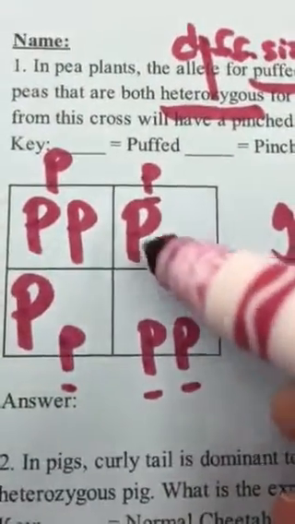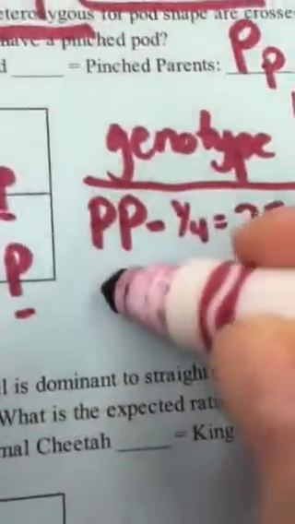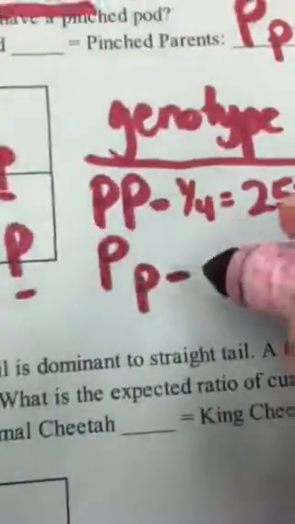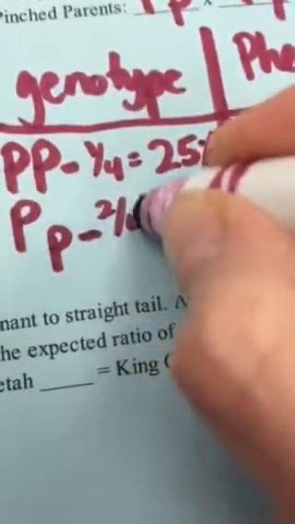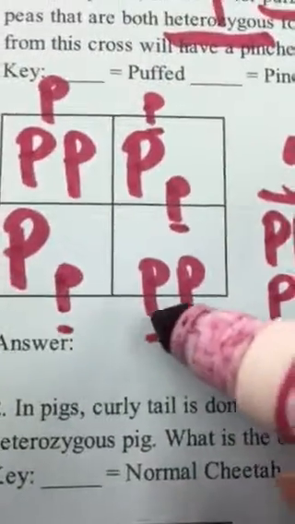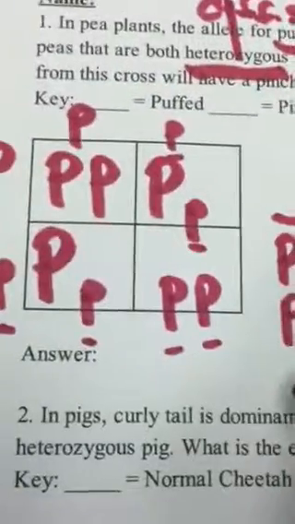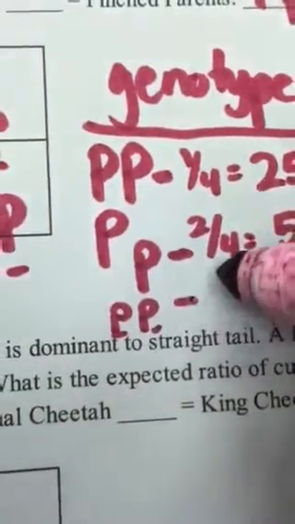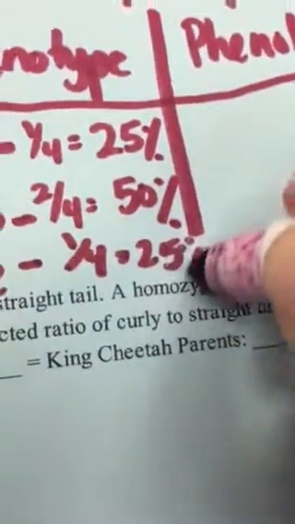Okay, another genotype, capital P, lowercase p, which is heterozygous. How many do we have? I see 2 boxes, so 2 out of 4. Okay, or 1/2, which is 50%. And then we have little p, little p, which is homozygous recessive. We have 1 box, so that's 1 out of 4, and that's also 25%.